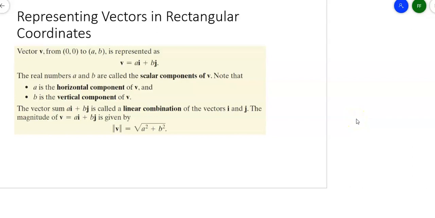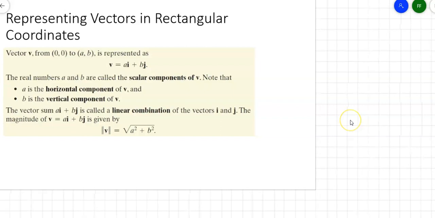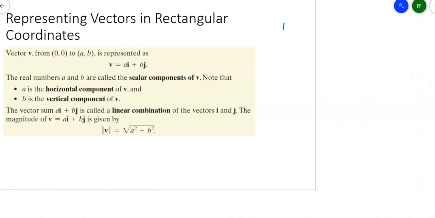Right, it's also possible to represent vectors as scalar components in terms of i's and j's. If you haven't seen it before, i is the unit vector 1, 0. It's a vector that goes 1 unit in the x direction. j is the unit vector 0, 1 that goes 1 unit in the y direction, or in the j direction.